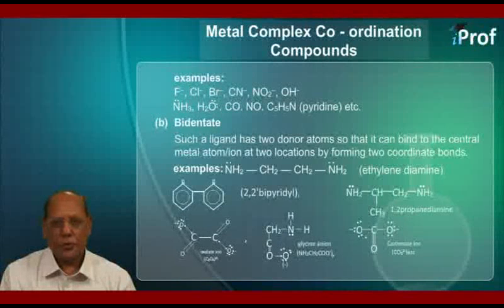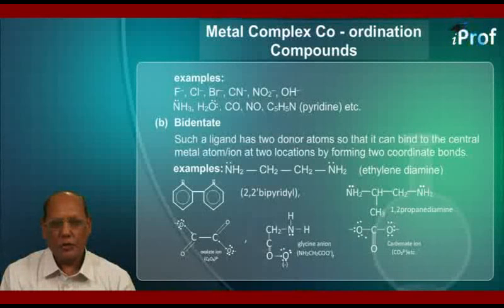Next is 2,2-bipyridine with the structure given. Another one is NH2, CH, CH3 in the side chain, then CH2, NH2. Its name is 1,2-propane diamine.